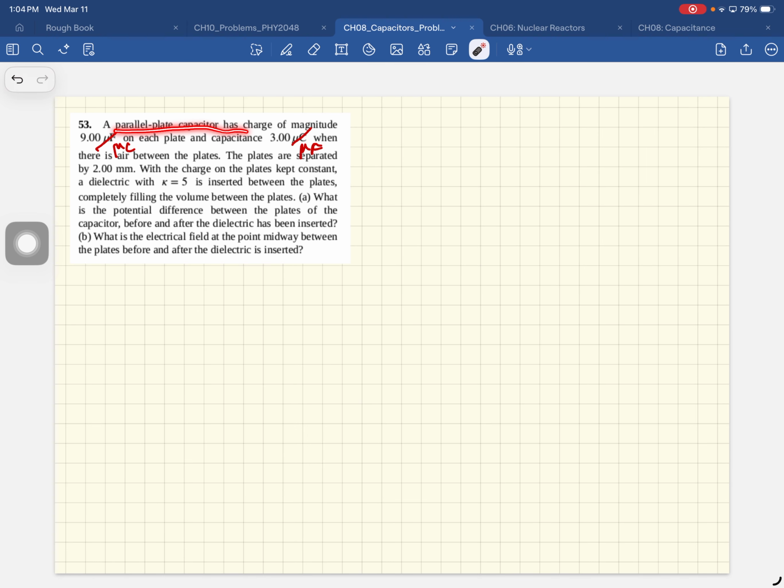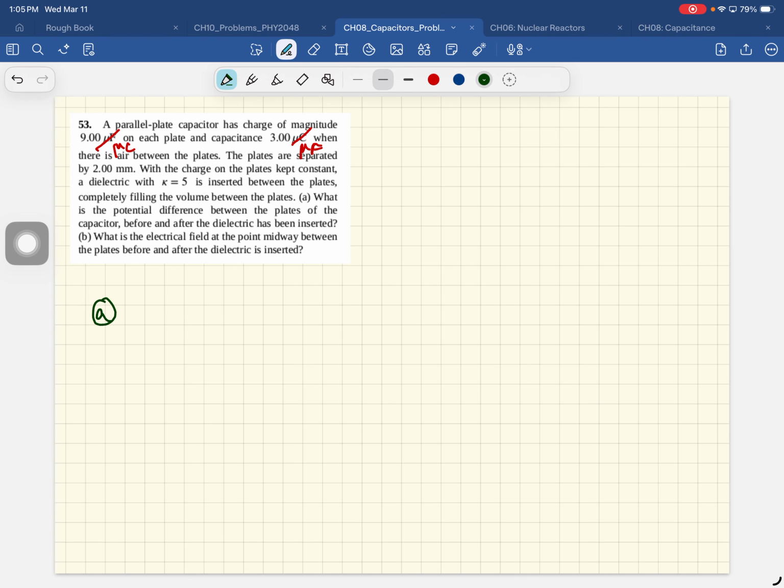A parallel plate capacitor has a charge of magnitude 9 microcoulombs on each plate and capacitance of 3 microfarads when there is air between the plates. The plates are separated by 2 millimeters. With the charge on the plates kept constant, a dielectric with K equal to 5 is inserted between the plates, completely filling the volume between the plates. What is the potential difference between the plates of the capacitor before and after the dielectric has been inserted? Okay.